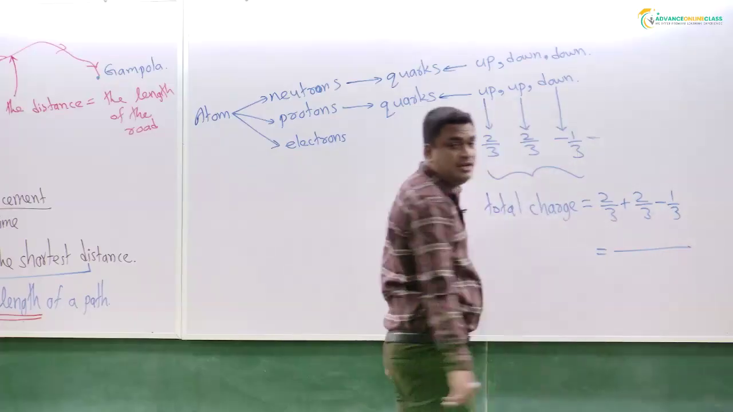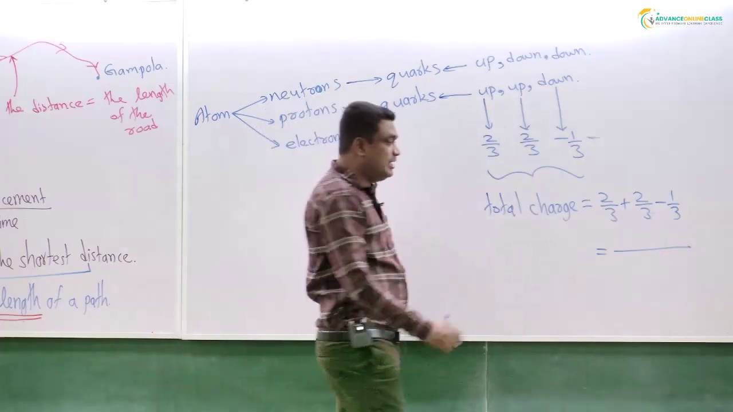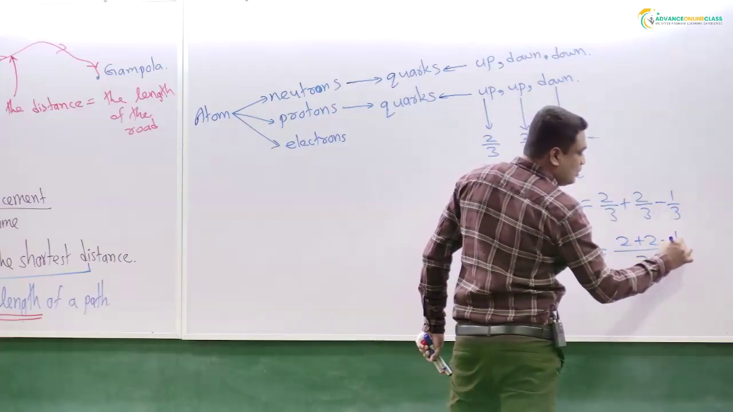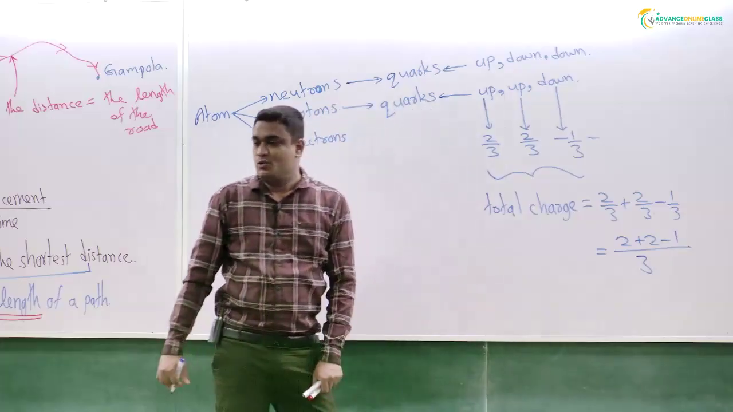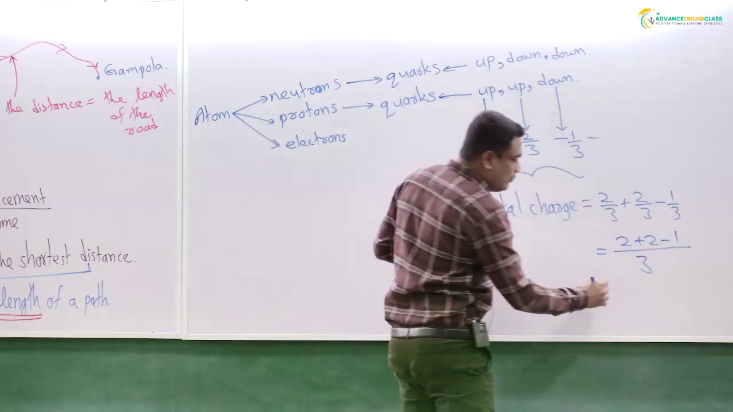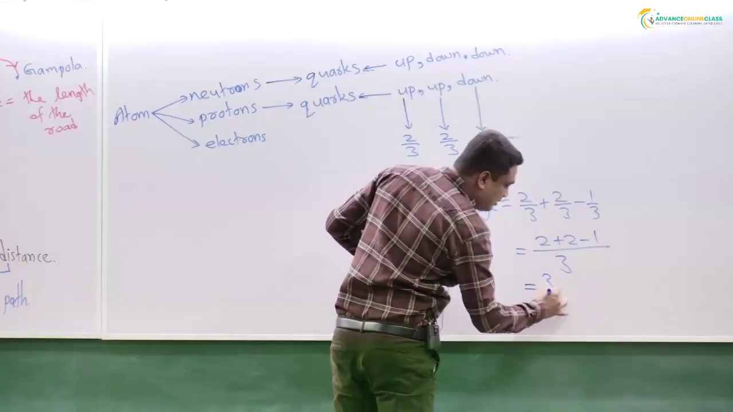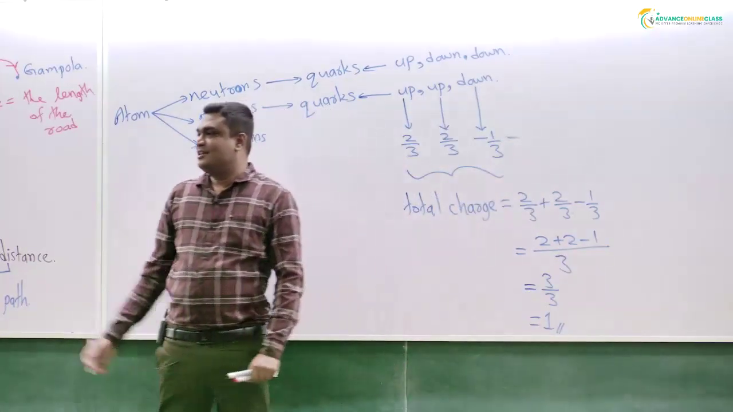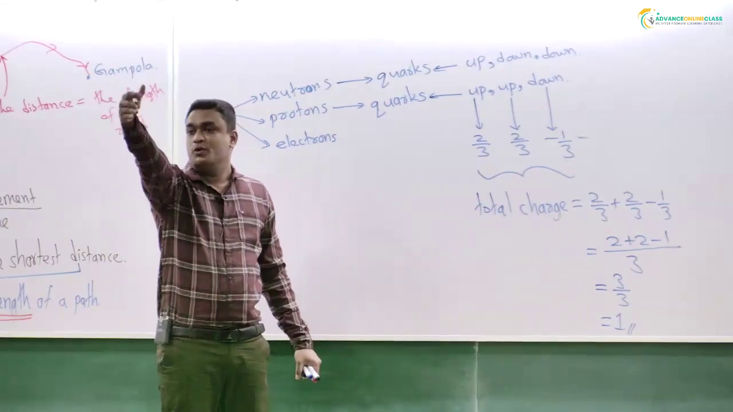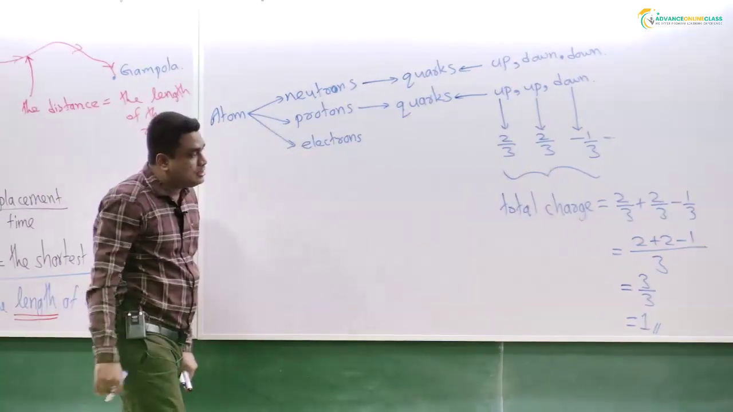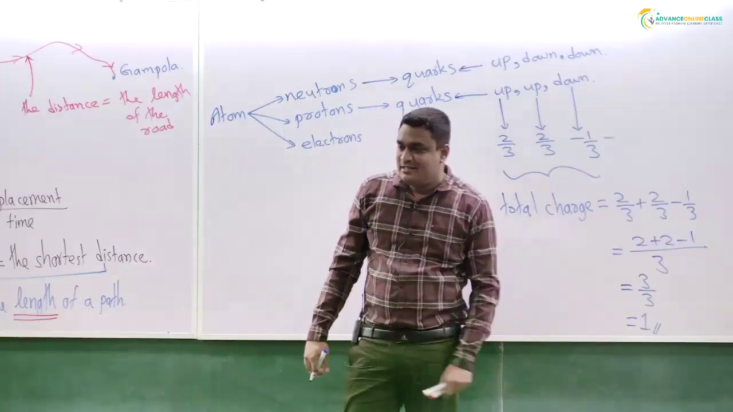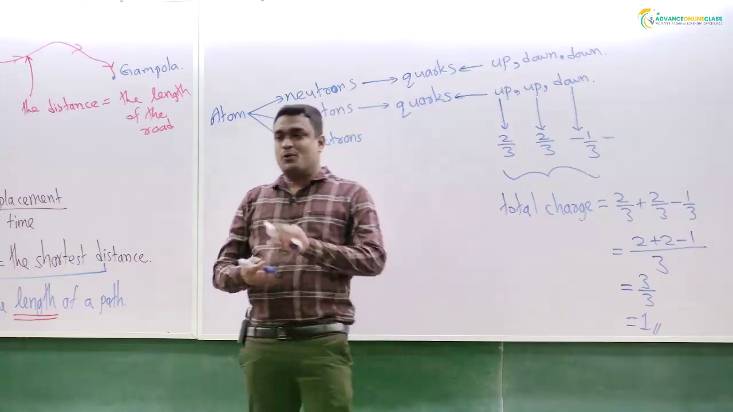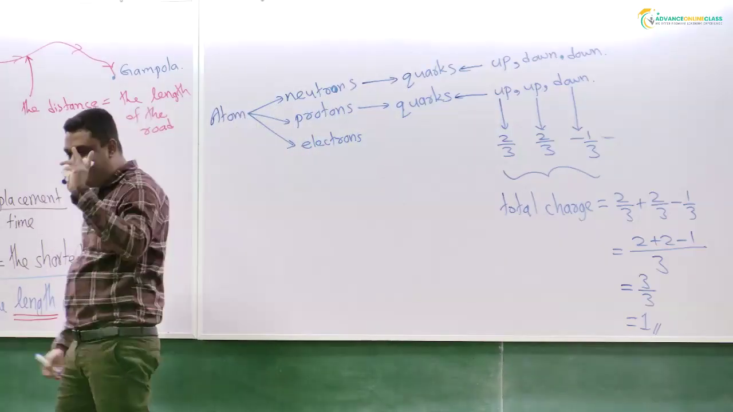Now what is the common denominator? The common denominator is 3. Then we get 2 plus 2 minus 1. What is 2 plus 2, dear? 4. 4 minus 1, 3. 3 over 3 is 1. So what's the charge of a proton, dear? Plus 1. Got it?